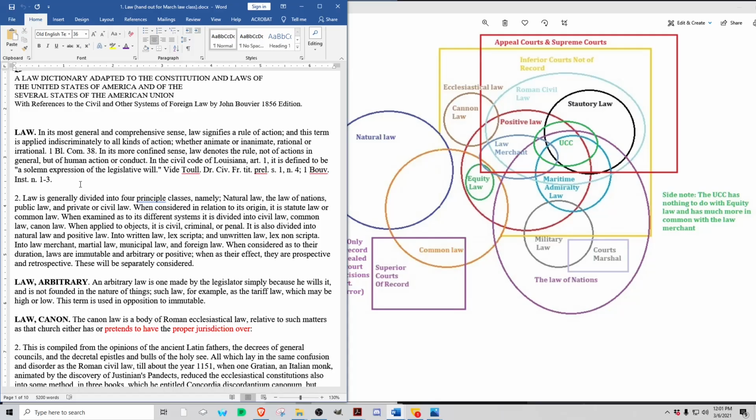And then it says in the Civil Code of Louisiana, because guess what? Louisiana is a civil code state. Anyway, it is defined to be a solemn expression of the legislative will. Well, only in countries and nations that are run by code. Common law countries, no, that is not the case whatsoever. In common law countries, the decree of the sovereign makes law. And so it's the decree of whatever we decree to be the law.